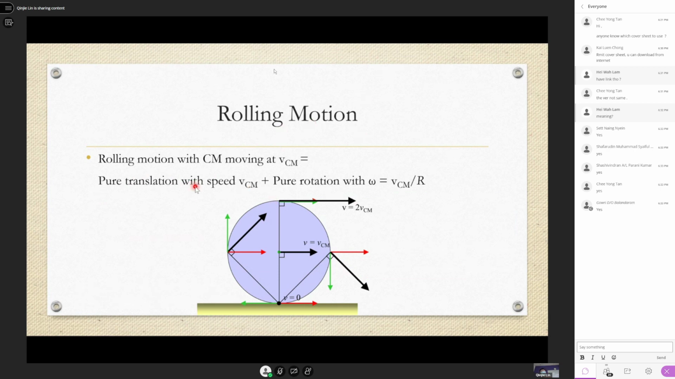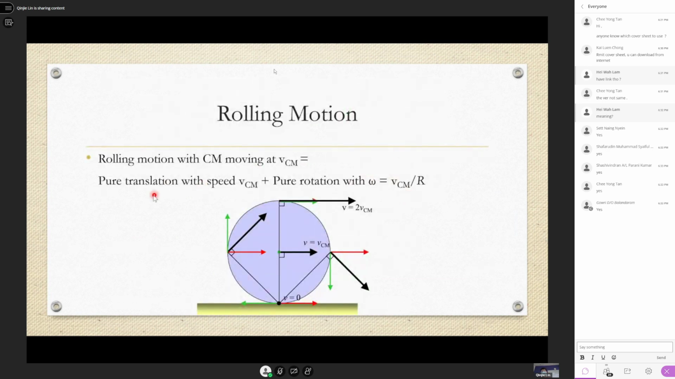So now we're going to move into how to solve problems regarding rolling motion. Rolling motion with center of mass moving at VCM equals pure translation with speed VCM plus pure rotation with omega equals VCM over R.